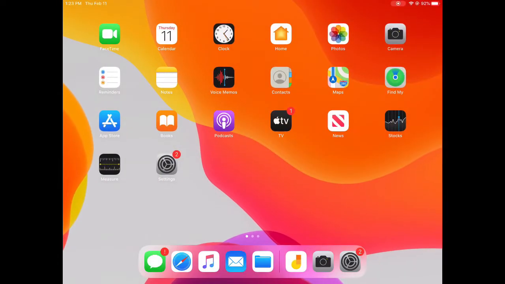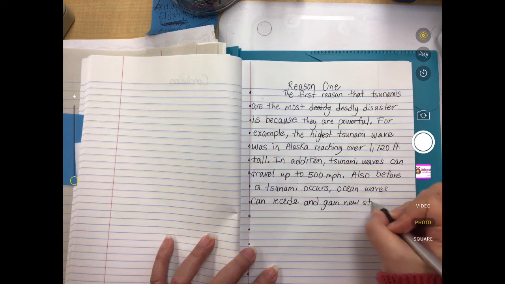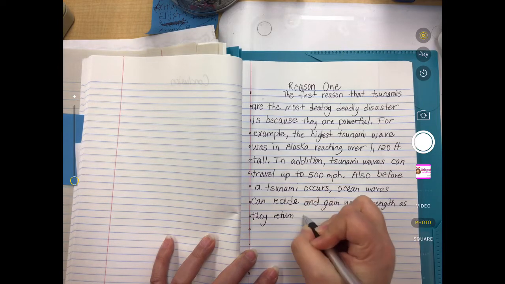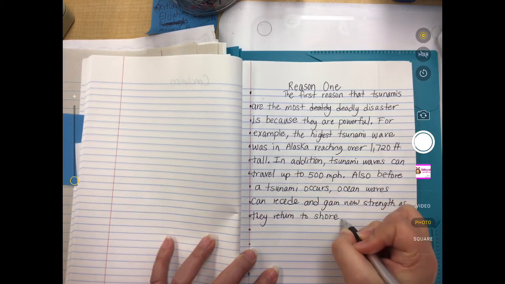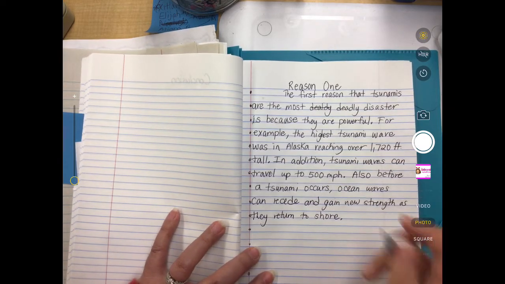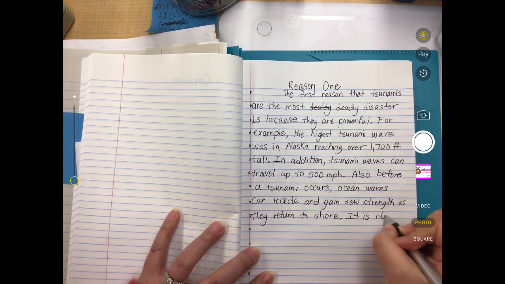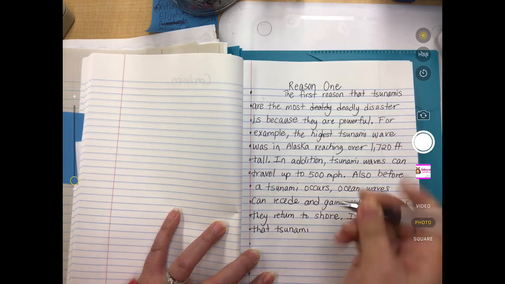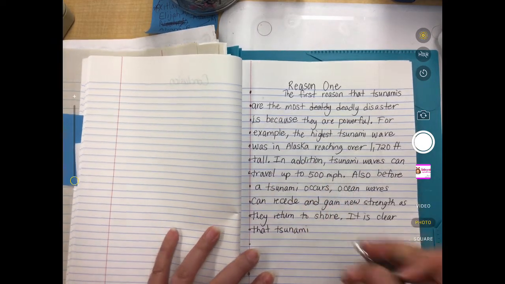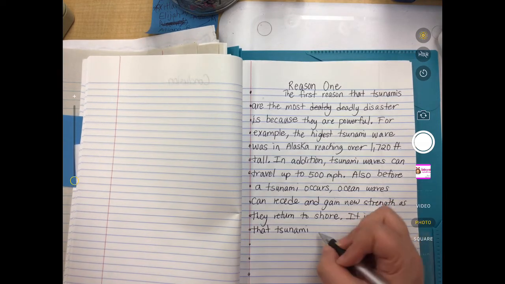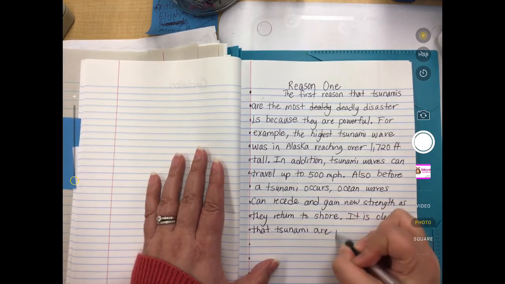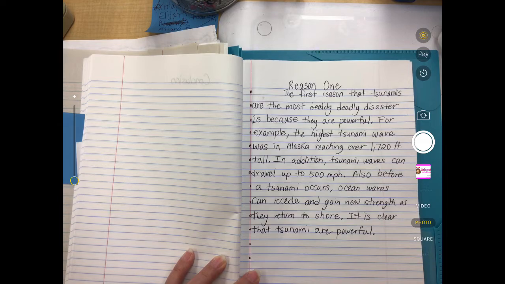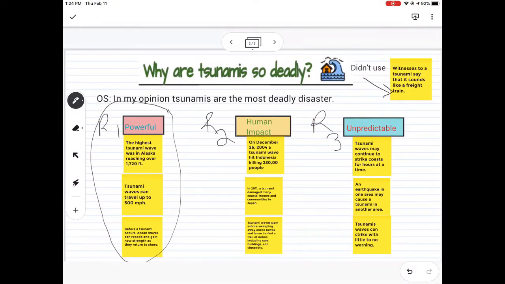Okay, so now I think I've got my last one just about done here. Also, before a tsunami occurs, ocean waves can recede and gain new strength as they return to shore. So that was my last piece of evidence. I have all three facts included in this reason 1 draft, and I just need to put a conclusion. So I'm going to end by saying, it is clear, and you can use this too, it is clear, and I'm just restating what I've already written as my reason. It is clear that tsunami waves, what was I writing about? What was this whole section all about? Oh yes, they are powerful. This whole category was about how powerful tsunami waves are. So I'm going to end by saying it's clear that tsunami waves are powerful.